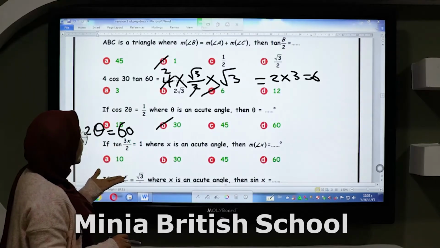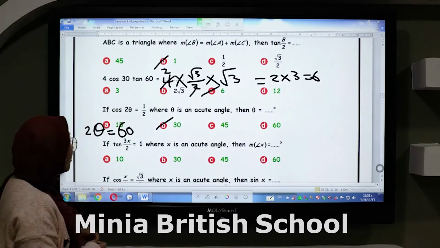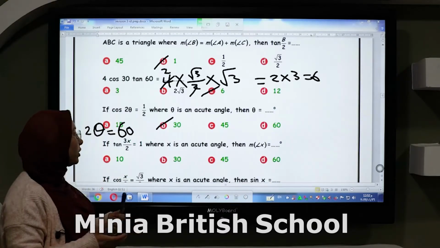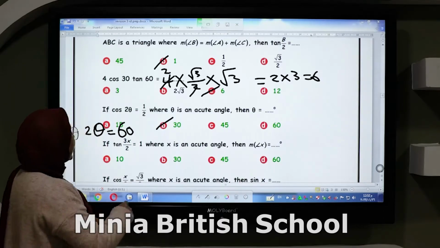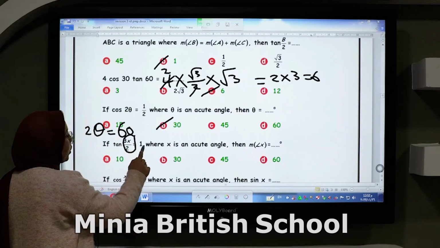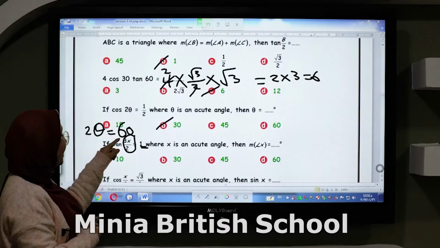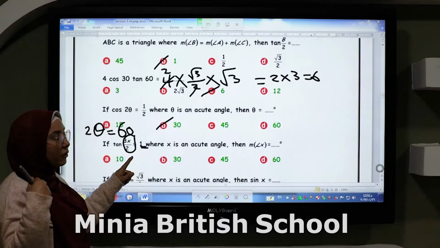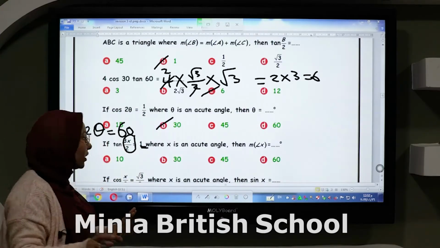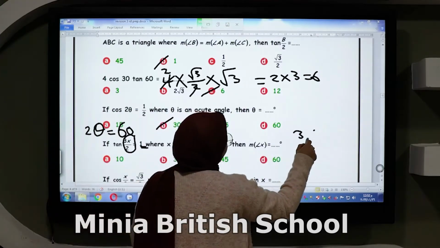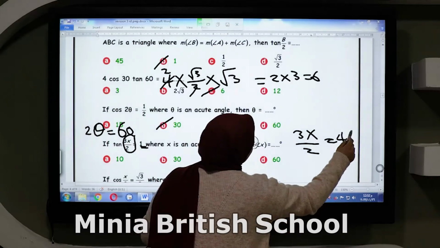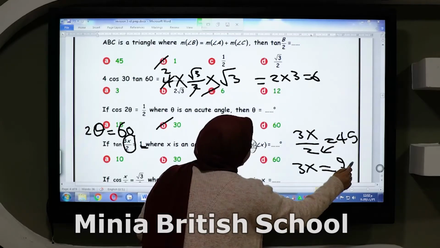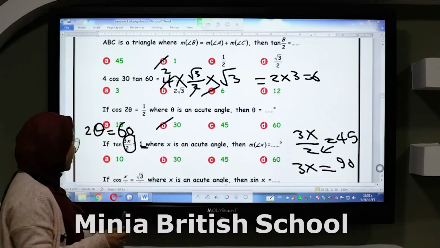Tan 3x over 2 equal 1, where x is an acute angle, then measure of angle x equals what? Tan of this angle equal 1. So the angle which tan of it equal 1 is 45. So 3x divided by 2 equal 45. Then 3x equal 90. Then x equal 30.